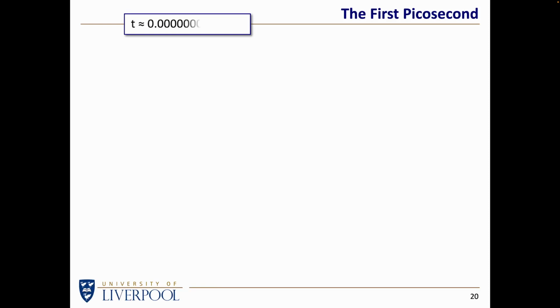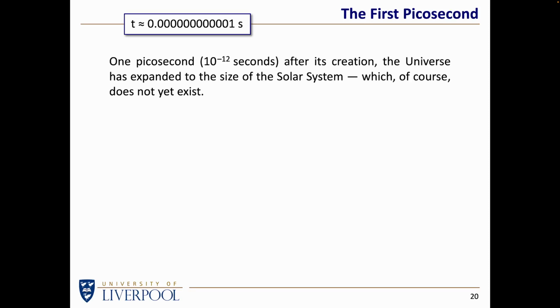So up till this point, everything has been hypothetical. But from this point onwards, we've got an idea of what's actually going on. So this is 1 picosecond, 10 to the minus 12 seconds after creation. The universe has expanded enormously. It's gone from the size of a golf ball to the size of, roughly speaking, the solar system. Of course, the solar system doesn't exist yet at this particular point, but just to give us an idea of how big we're talking. So it's expanded very quickly.